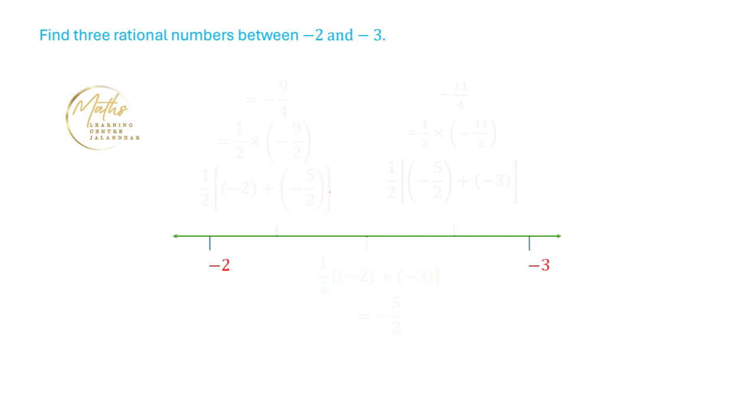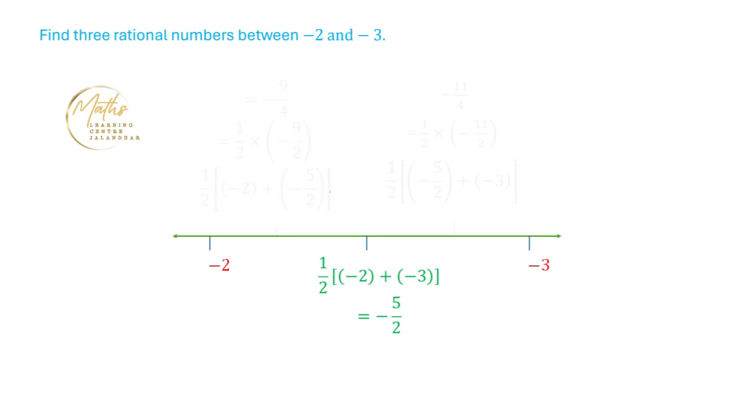Now we have to find three rational numbers between these two. The number that will lie in the middle of these two numbers is given by the formula 1 by 2 times the sum of these two numbers. One number is -2, the second number is -3, and we add both these numbers and divide the value by 2. So the answer we obtain is equal to -5 by 2. This point in the middle of -2 and -3 represents the number -5 by 2. So one rational number we have obtained is -5 by 2.